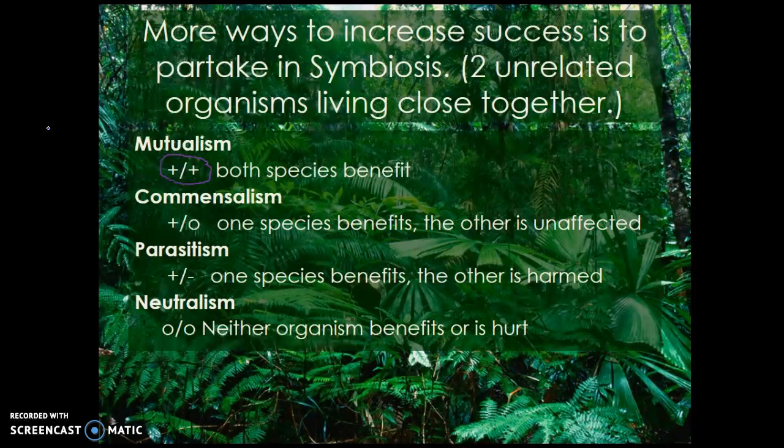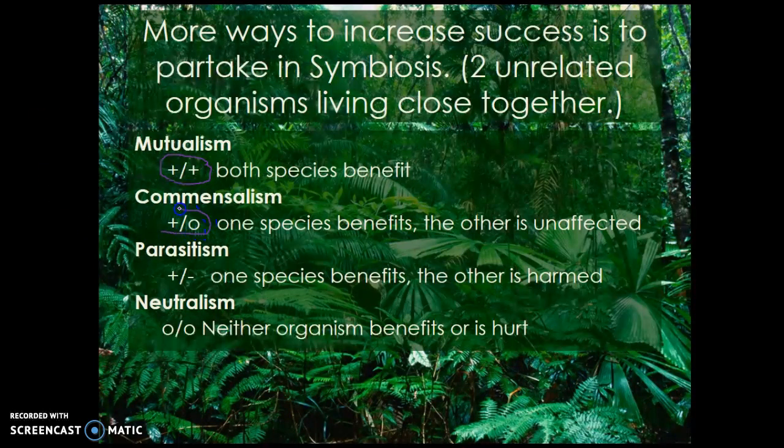Mutualism would be, for example, birds sitting on a big mammal in the African savanna, and the birds are eating all the bugs off of this large mammal. The mammal is benefiting because it's getting rid of probably parasitic bugs, and the bird is benefiting because it has a really nice meal. Next is commensalism.